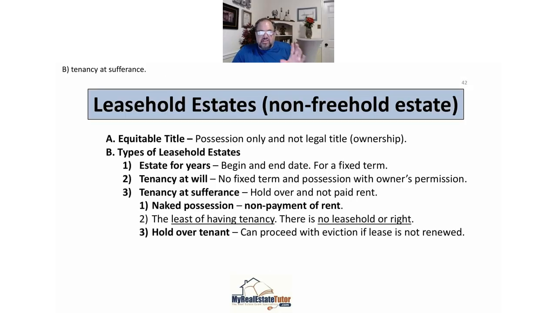Now, leasehold estate, this is a non-freehold. Again, the tenant only has equitable possession, not legal title. So we saw that fee simple absolute is the highest and best. So that wouldn't fall under the least. Okay. And so when we talk about leasehold estates, again, estate for years, tenancy at will, notice B3. This is holding over, not paying rent. Basically, it's called naked possession of non-payment of rent. This has the least of the tenancies. There is no leasehold. There is no right for that tenant, they're holding over. Okay, so that's going to be the least. The highest and best, if they ask that, would be fee simple, right?